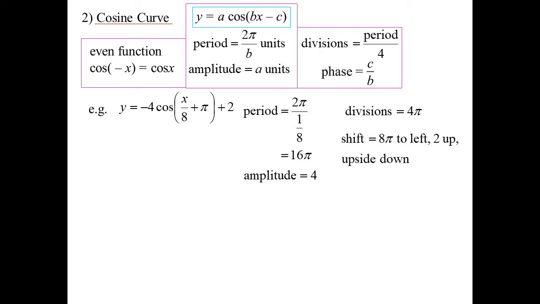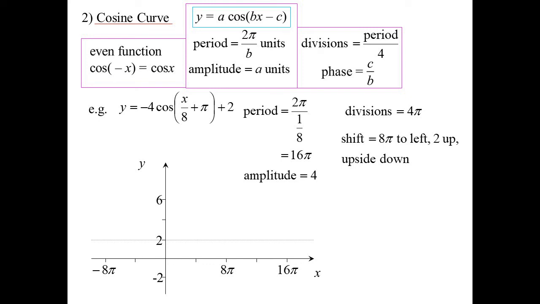Shift, what have we done? Well, this one's going to be 8 pi to the left and then 2 up, but also we've got that negative out the front, so it's upside down as well. Marking the axes. Because I've shifted it up 2, you notice I've drawn a dotted line there at y equals 2. It's going to be the axis of the curve that I'm going to draw. So I kind of need that line so I know where to plot those points.